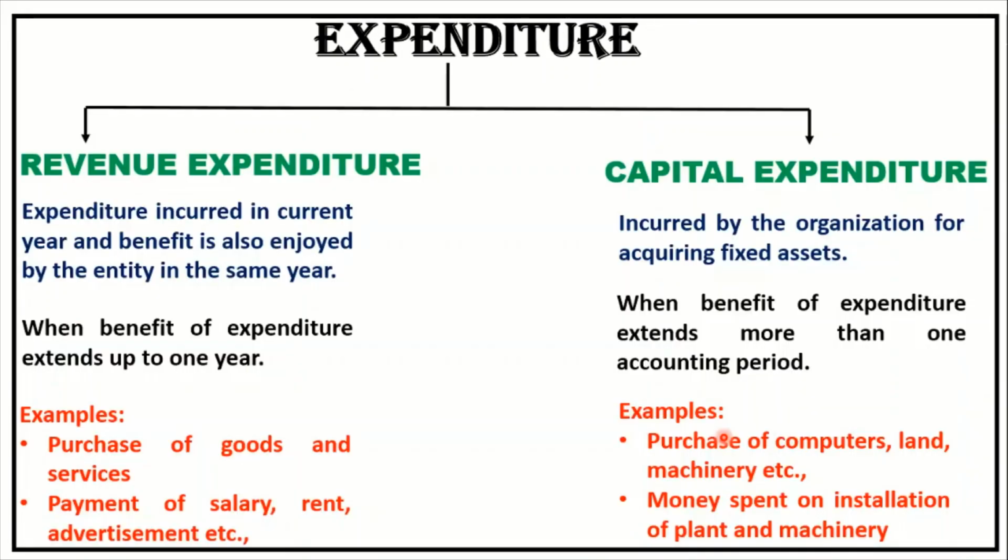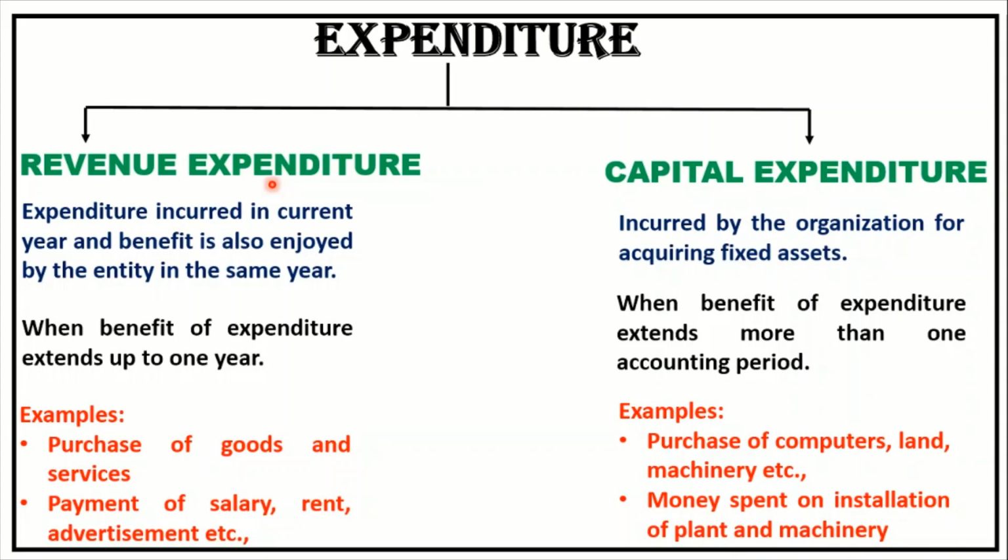This expenditure is also classified into two. One is revenue expenditure, another is capital expenditure. As the name says, revenue expenditure is the one where the payment is done and the benefit is also availed by the business in the same year. Here the benefit is enjoyed by the entity in the same year.